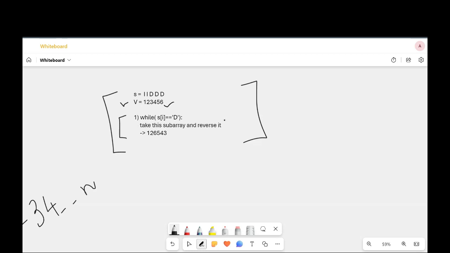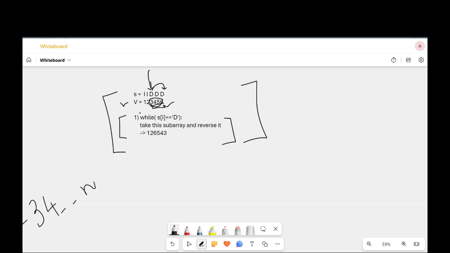So instead of swapping two numbers every time I'm getting D, what if we reverse this whole array, right? So at any point I'm receiving a D, what we can actually do is, till the time we are having the D subarray, we can take that particular subarray and reverse it, right? So what if I do this? I will get a number as 126543. Okay, so basically I'm reversing this whole subarray.